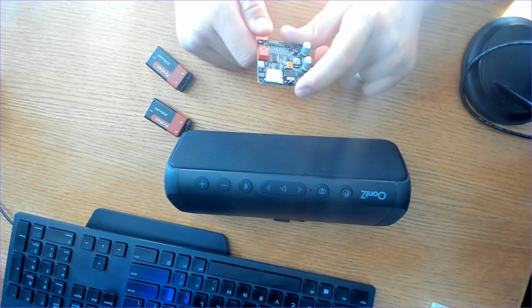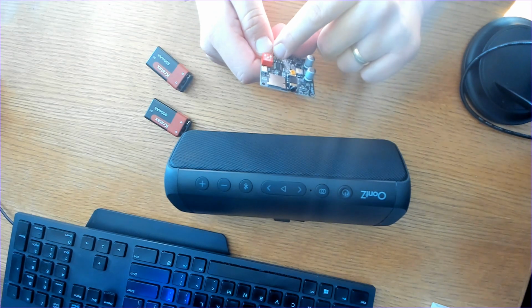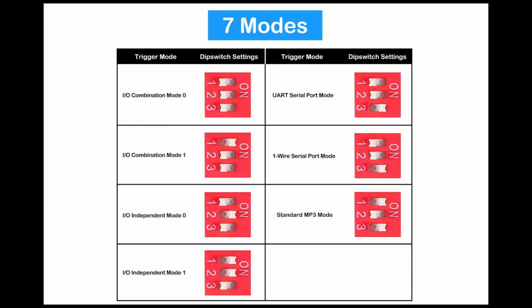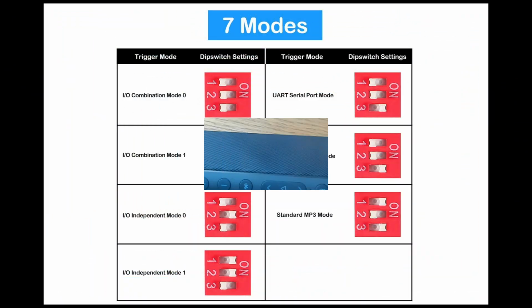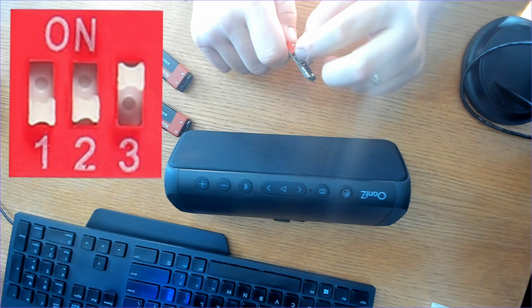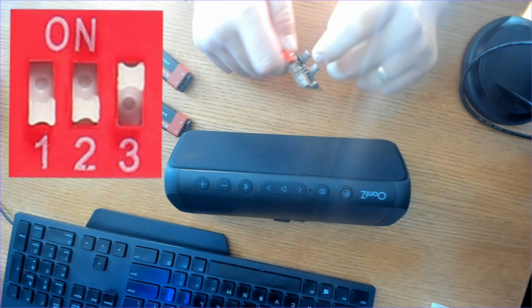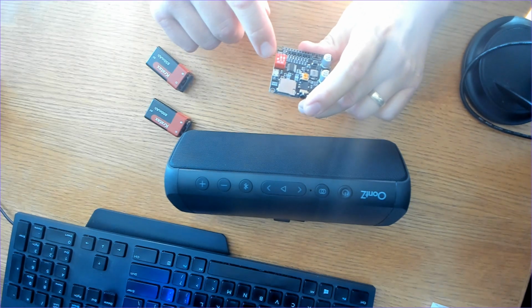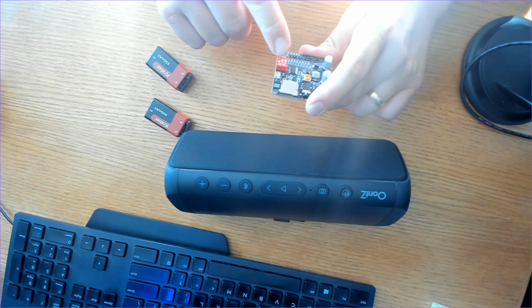And we're going to change the dip switch for this one, and remember it has 7 modes, we're going to use the UART serial port mode. So 1 and 2 will be down and 3 will be up, right? So that is the UART serial port mode, and we will use Arduino Mega with this.